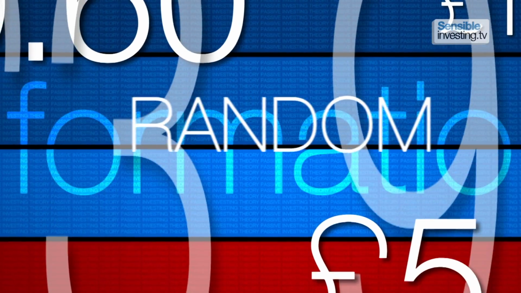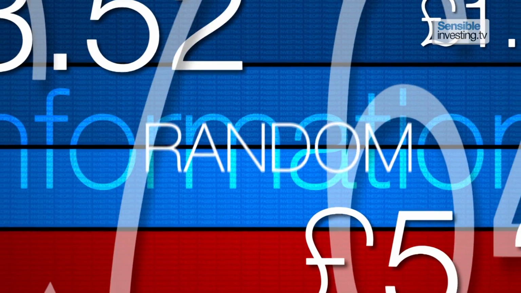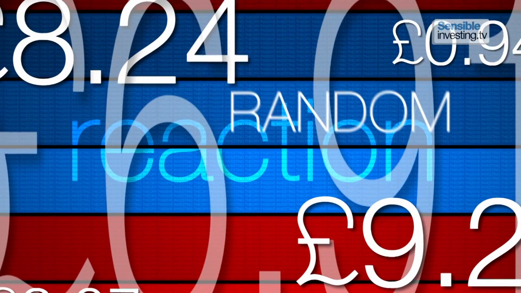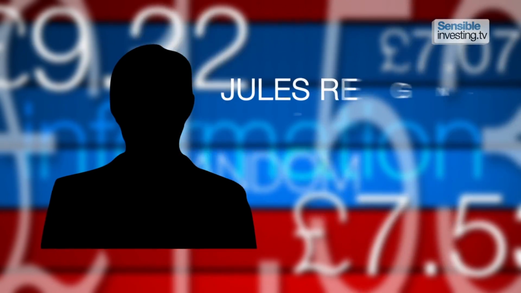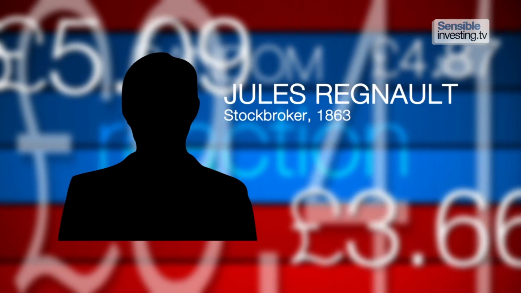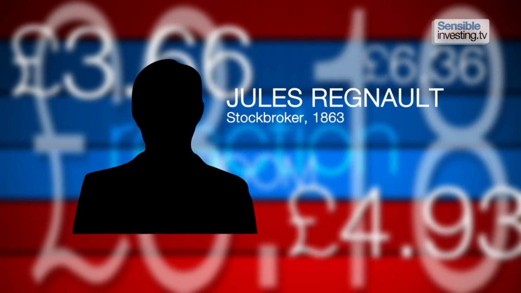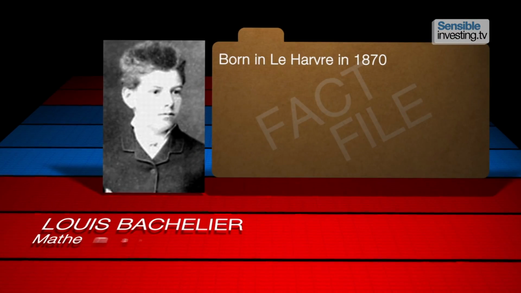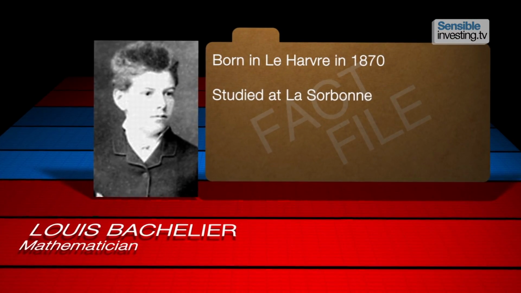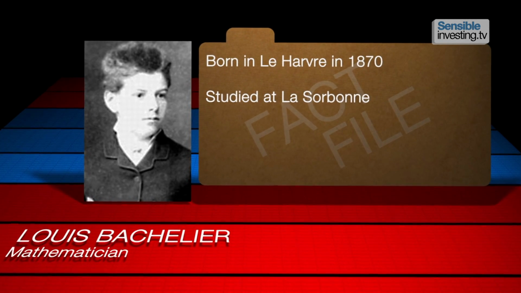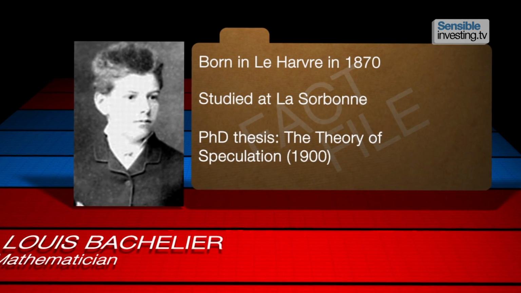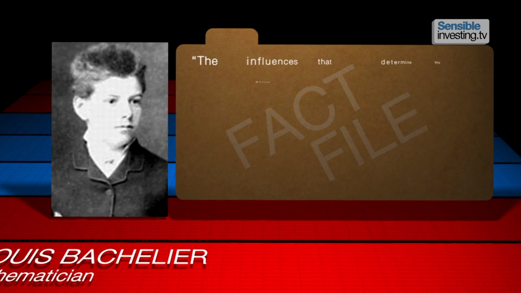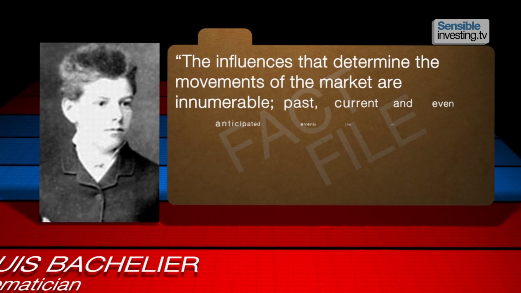One of the key foundation stones of passive investing theory is that share prices reflect reactions to information being fed into the market completely randomly. It was a French stockbroker called Jules Regnault who first introduced the notion in a book published in 1863. A generation later, his compatriot Louis Bachelier, a mathematician, developed the idea further while researching at the Sorbonne in Paris.